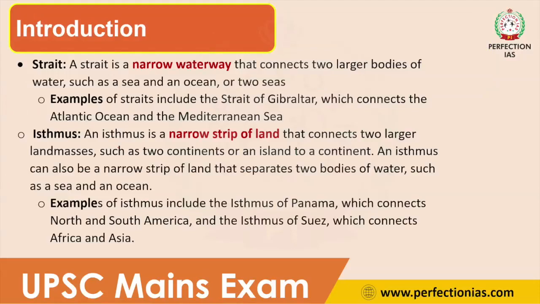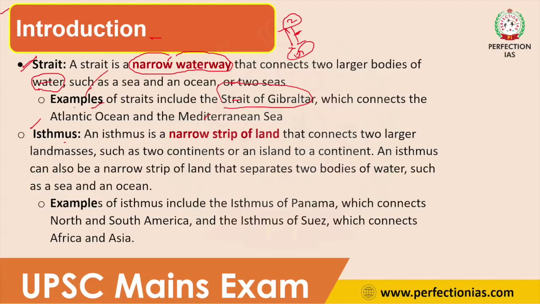As we discussed earlier, you have to explain strait and isthmus. So what is a strait? It's a narrow waterway that connects two larger water bodies. It's nothing but a narrow waterway which connects water body 1 and water body 2. This is known as a strait. One of the important straits is the Strait of Gibraltar, which connects the Atlantic Ocean and the Mediterranean Sea. So this is a strait.